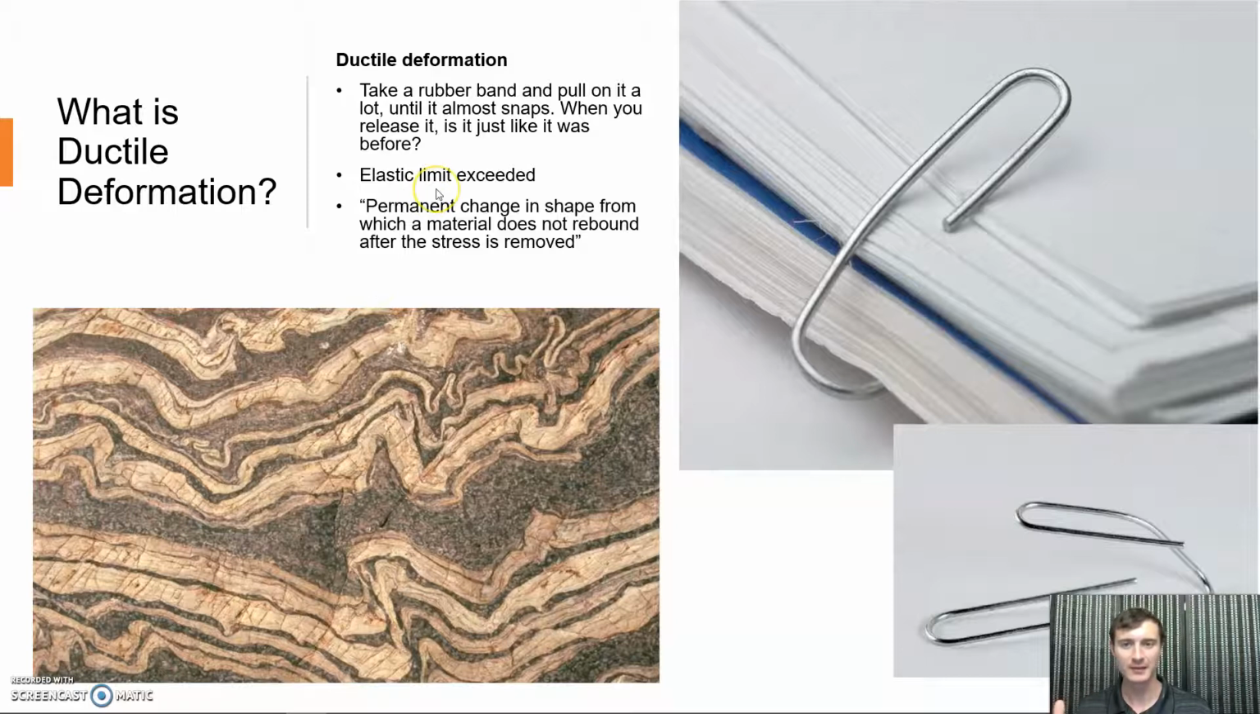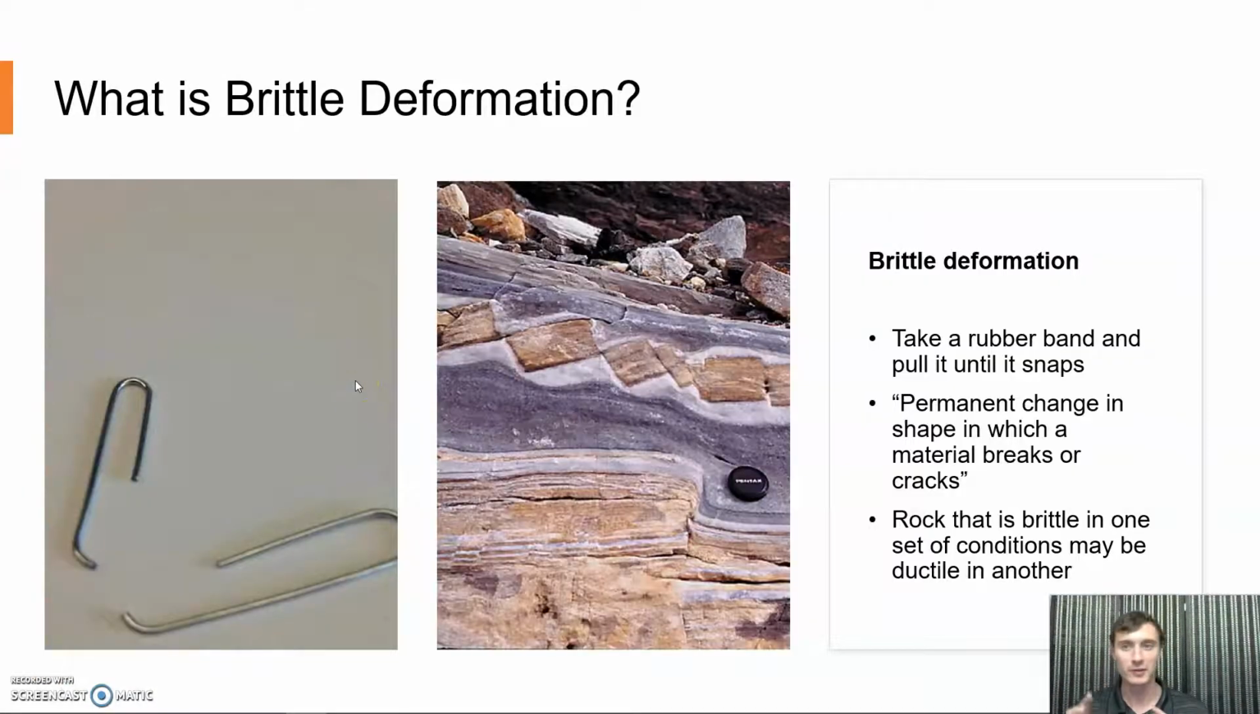Once we go past the elastic limit, we hit the zone of ductile deformation. So ductile deformation is a permanent change in shape. It doesn't rebound totally to where it was before whenever you stop applying stress, right? We've taken the paper clip and we're using it to hold a ton of paper. Now the shape is changed permanently. The same thing that you might see in a rock like this. Finally, if you put too much stress on something, it will break, and this is brittle deformation. We have a permanent change in shape, or the material breaks or cracks.